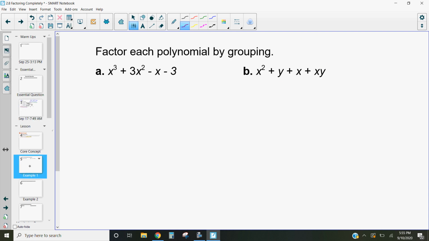Now, let's take a look here at this first one. Let's look right here at part A. I want to ask myself, first, do I have a greatest common factor? Well, I have x here, x here, x here, but no x's in that term. I have a 3 in this one and in that one, but not in the others. There is no greatest common factor. The second thing I need to do is count my terms. I'm going to count 1, 2, 3, 4. I have 4 terms.